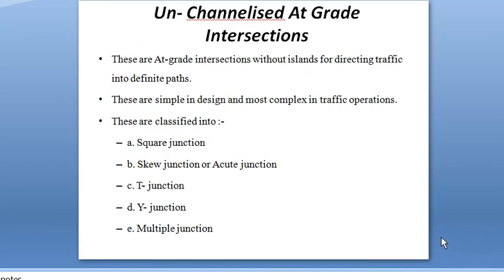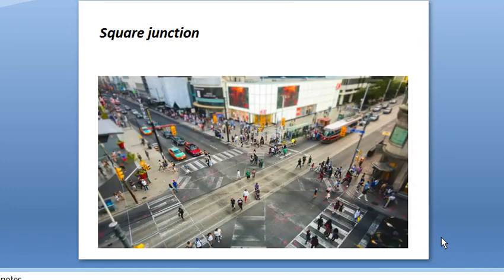First, we can discuss unchannelized at grade intersection. These are at grade intersections without islands for directing traffic into a definite path. Here there are no islands for directing the traffic. I will show the figure. This is one example of an unchannelized intersection. Here there is no restriction on the vehicle to use any part of the intersection area. The vehicles are free to use any of the area. We are not providing any islands for the vehicles.